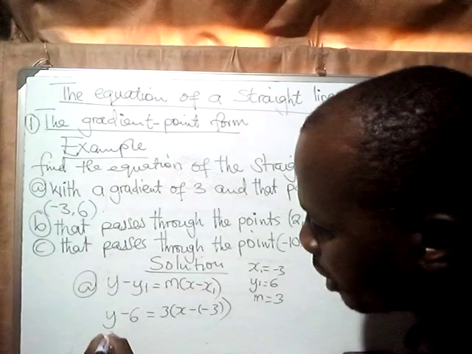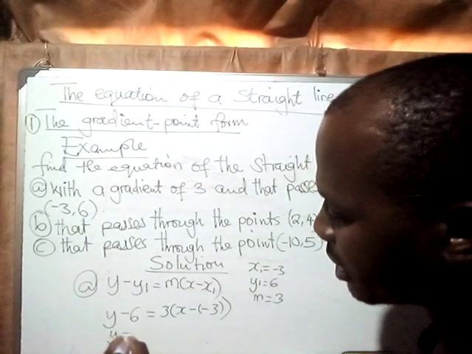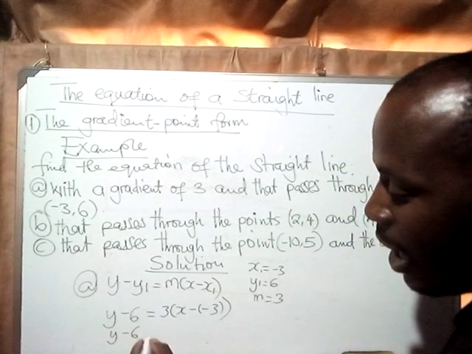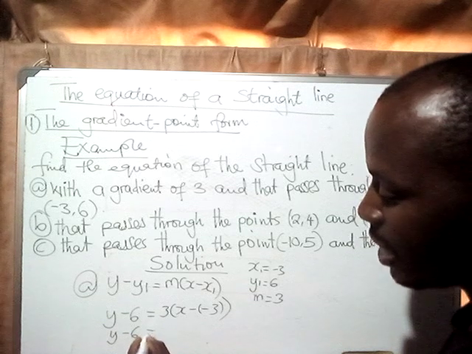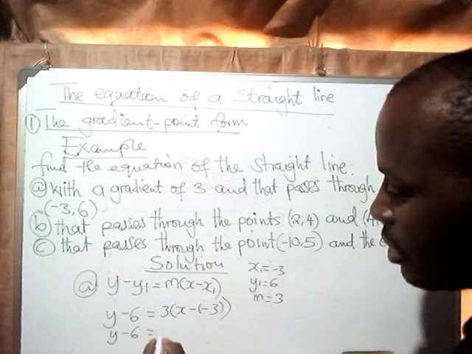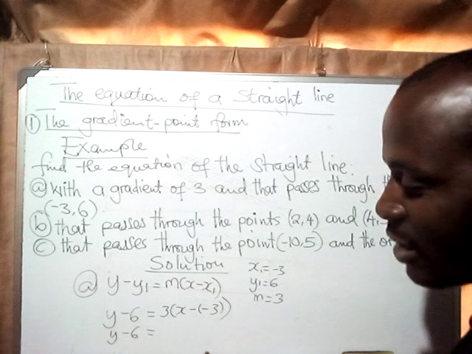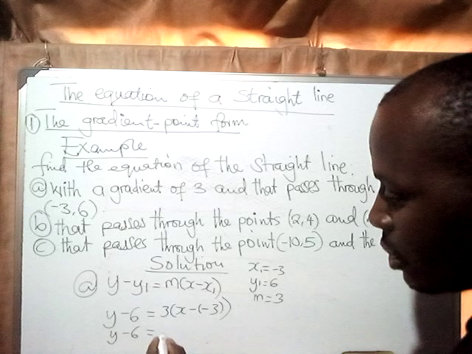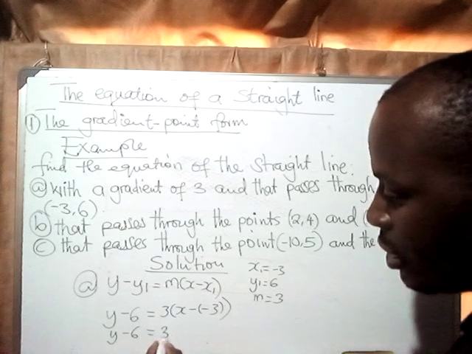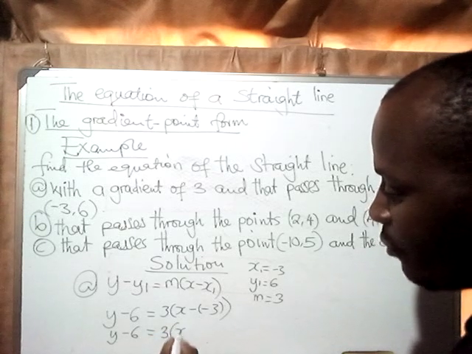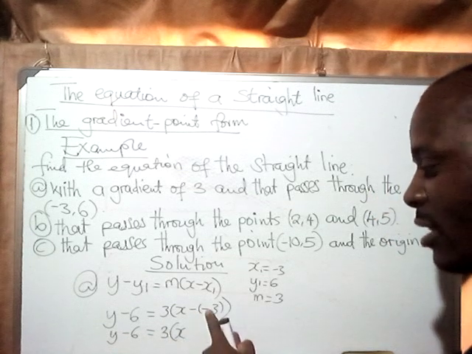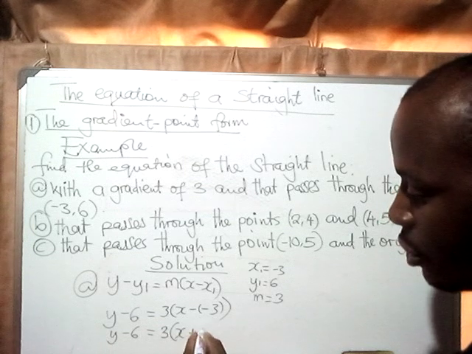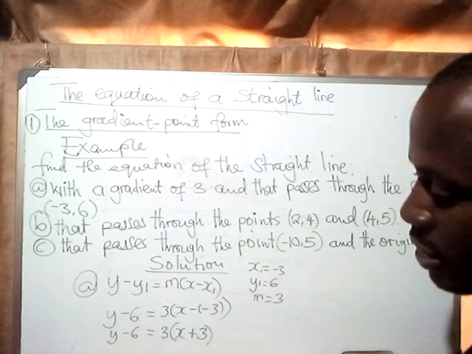So it will be y minus 6, because we can't find the answer. The two are unlike terms, so we can't add or subtract them. The answer is just the same: y minus 6. So we are going to have 3, open bracket, x, then minus, again the negative there, so the answer is positive. So we are going to have 3 like this.